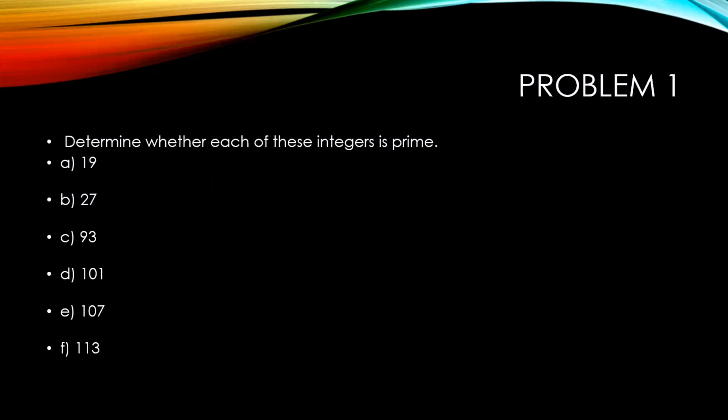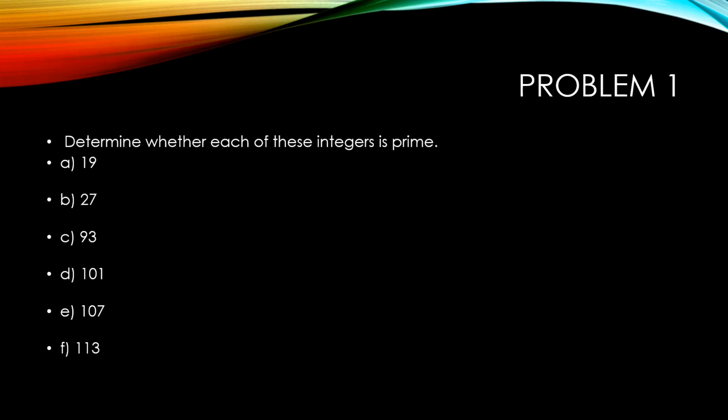In this session, we're going to answer some problems about integers. Okay, so let's start with problem number one. We're going to determine whether each of these integers is a prime. Don't forget, a prime number means the factors are 1 and itself. Okay, so we need to have two distinct numbers, 1 and itself.